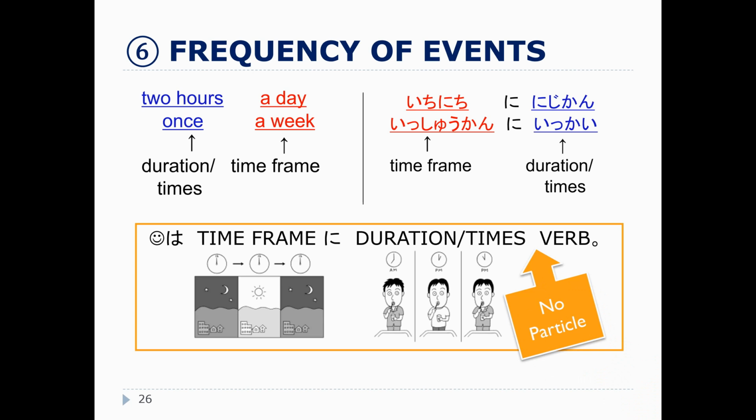So our structure is, Smiley-san wa time frame ni, duration or times, verb. One thing to be careful of is that because the duration or number of times is a counter, we don't want to put any particles after it. We don't like to have a particle right after a counter. So instead, we go straight to a verb.